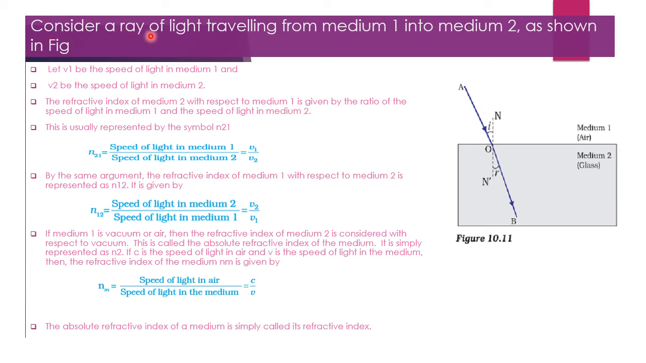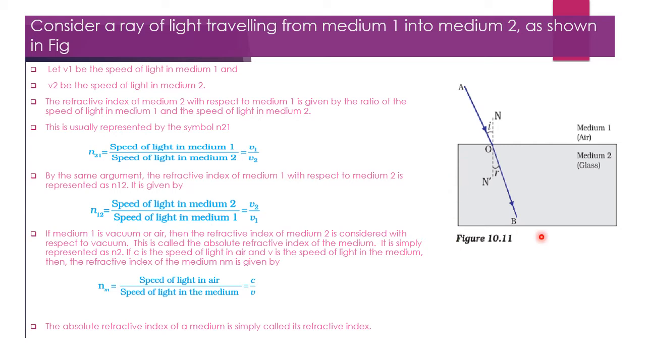Now consider a ray of light traveling from medium 1 into medium 2 as shown in the figure. Just see, here this is the ray of light AO. It is traveling from one medium. This is the air medium, and here it is glass. This is a glass slab.